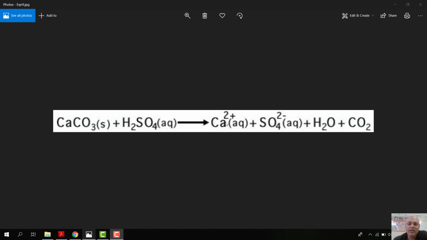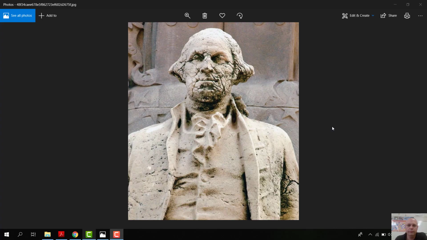Now it's parts of the sulfate and parts of the water and carbon dioxide, but really the calcium that is responsible for that deterioration of the statue. You can see little bits of the statue start to wear away. So this is the chemical reaction taking place.